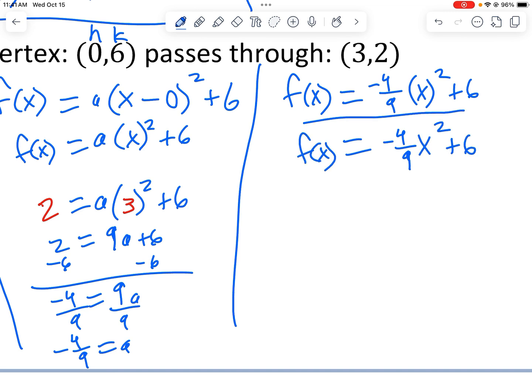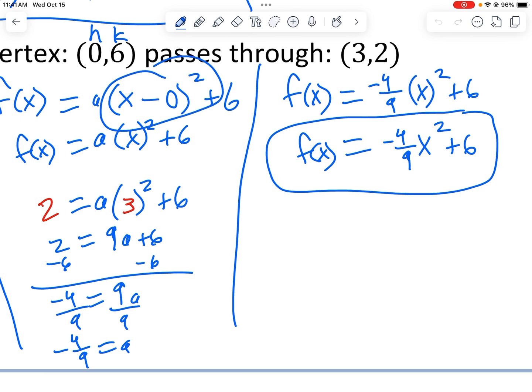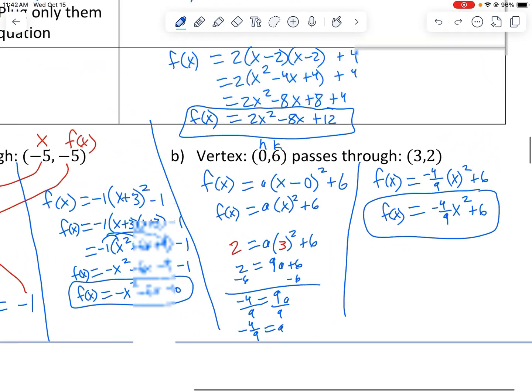And that's it. That one simplified really easily just because x minus 0, when you square that, you should get x squared. Easy peasy. So yeah, sometimes your a value is a fraction, and that's totally fine.